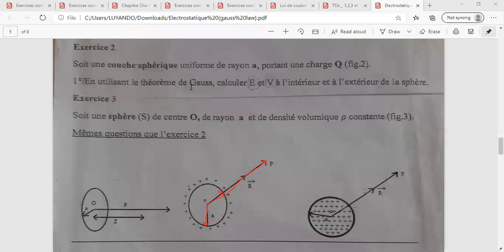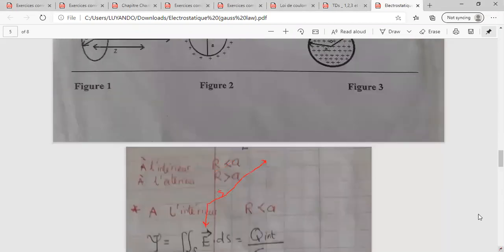So we're trying to utilize the theorem de Gauss, calculate E à l'intérieur et à l'extérieur de la sphère. How we go about this question is, I have a surface, that sphere that we have been given. So we have an interior, the inside of the sphere. We've established that our R is less than A. If we want to find the field in any part of the sphere.